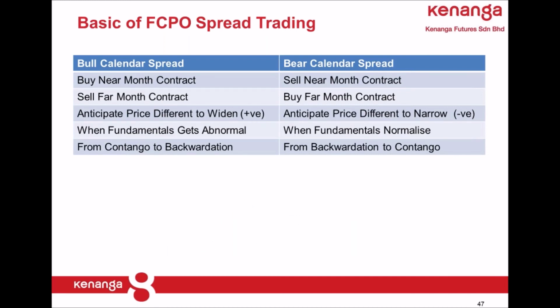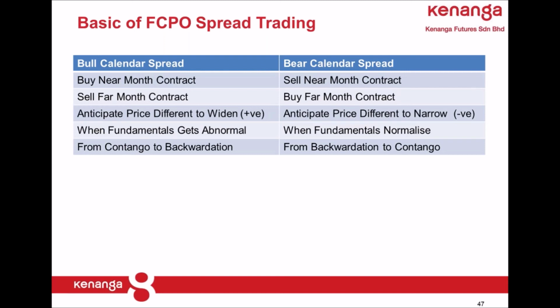Okay, types of spread: bull spread and bear spread. Normally when we say bull spread or bear spread, we always use the near month as the referring month. When you say bull spread, let's say I do a bull spread for September, October, it's always bull spread September, October. So meaning to say I buy September, I sell October.